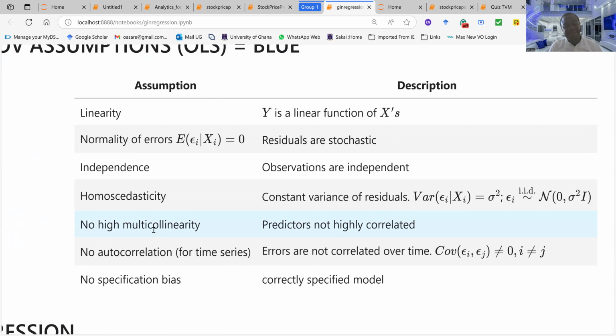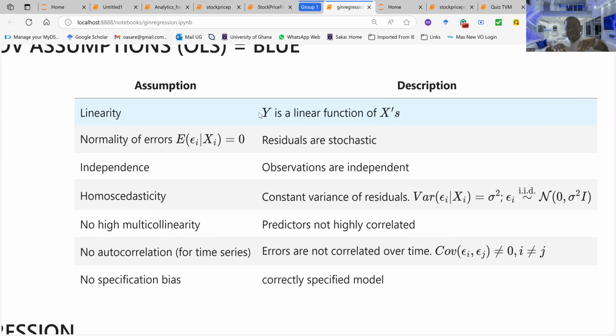Number one, linearity. The relationship between X and Y must be linear. It mustn't be quadratic. It mustn't be polynomial. It mustn't be nonlinear. It must be linear. What do I mean? If X is going up, Y is coming down. That is linear.